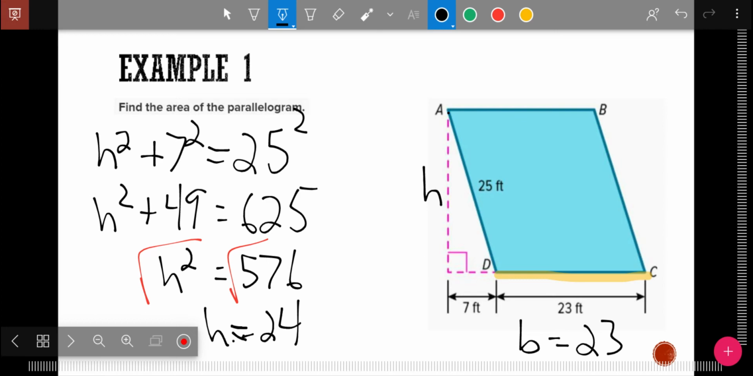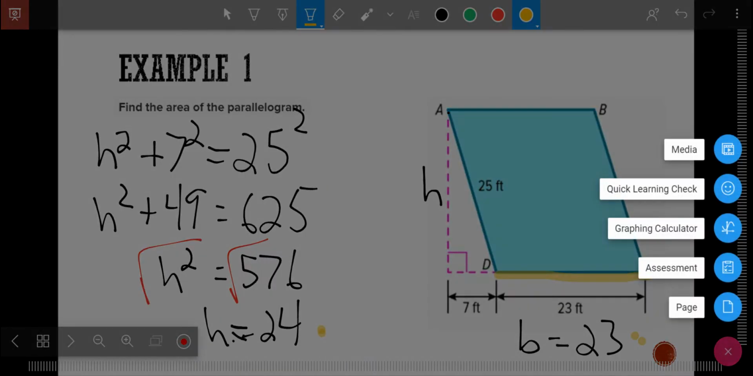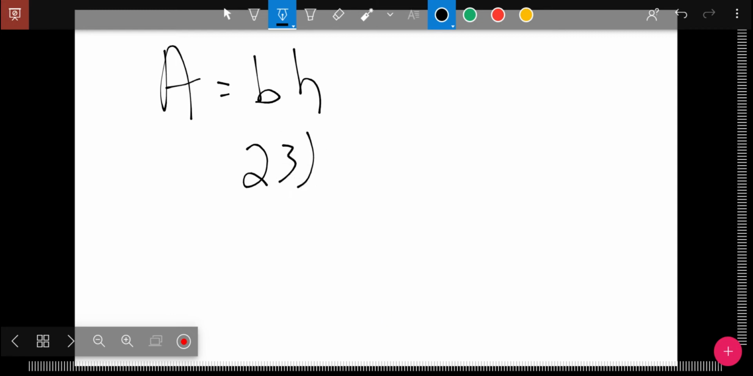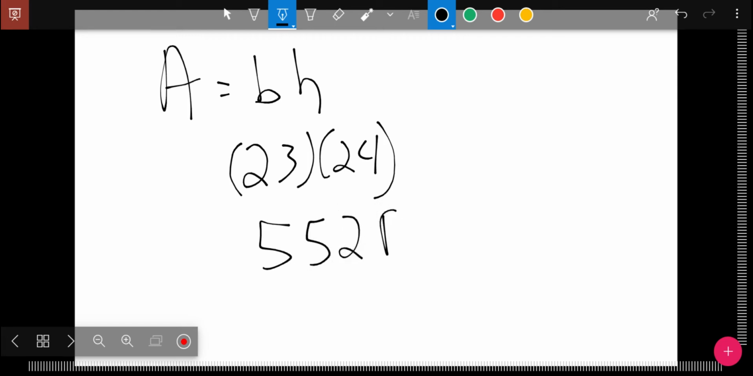So I have my B, and I have my H. So now the area is just going to be base times height. 24 goes in for the height, 23 was the base. Multiply those two together, you get 552 feet squared.